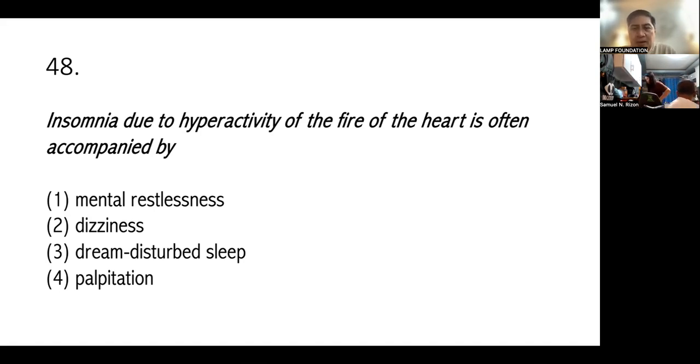Hyperactivity of the fire of the heart. So there's too much heart fire. So when you talk about... Parang hindi nakaka-restless niya. Okay, would somebody like to help? Dr. Sam, would you like to comment? What is your answer here?